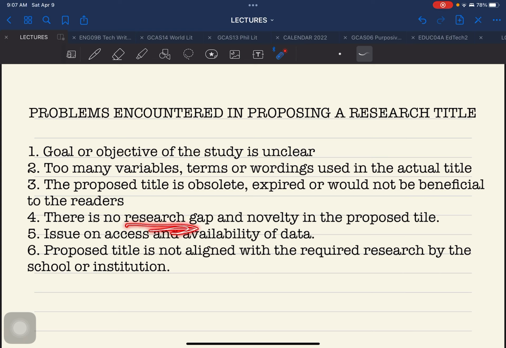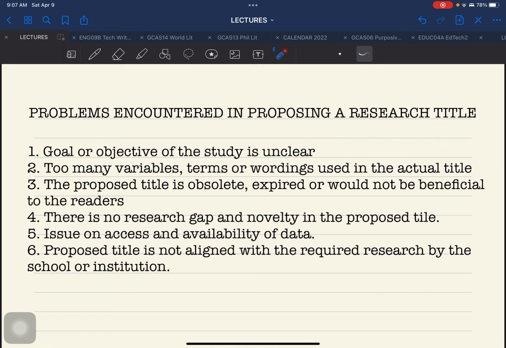But if there is no research gap, then it is not considered novel or new. It is considered something that has already been done before. Without the research gap, your proposed research title may be considered as something that has already been done before. That is why it is important that you identify research gaps by reading literatures and studies, and try to identify if your proposed study has come up in your browsing of different literatures and studies.